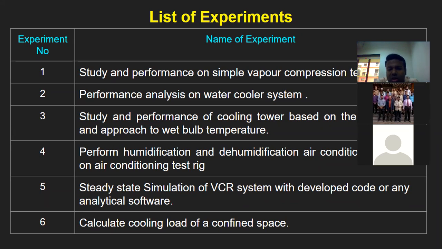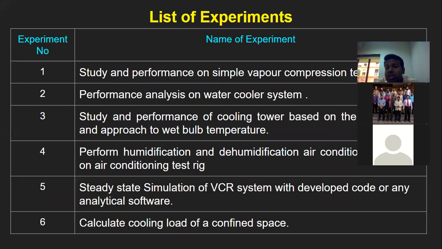Experiment number 5 is study. We need to study the steady state simulation of VCR system by using any developed code or any analytical software. You can do it in any one of the analytical software like ANSYS, or in some other software like Creo. So steady state: the meaning of steady state is that temperature does not vary with respect to time. When temperature is constant with respect to time, that is steady state.